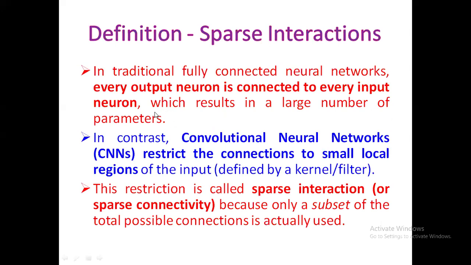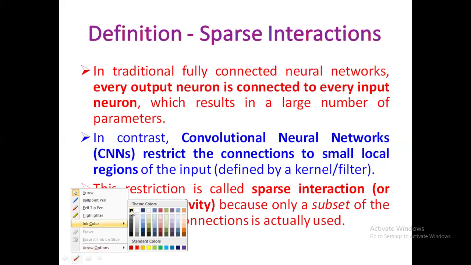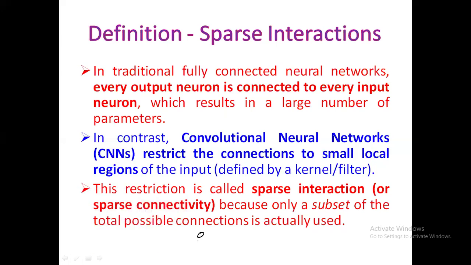In traditional fully connected neural networks, every neuron in one layer is connected to every neuron in the previous layer. Suppose you have an input layer and hidden layers, and I have the neurons like this. This is another neuron. All the neurons are connected with the previous neurons. Every single neuron in the second layer, the hidden layer, is connected with whatever neurons are available in the previous layer.